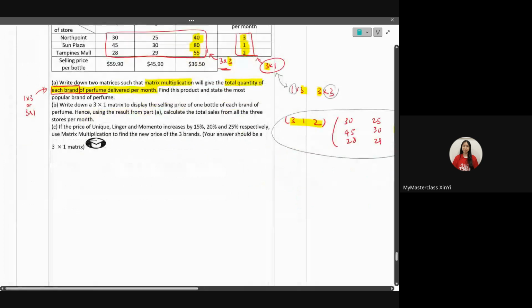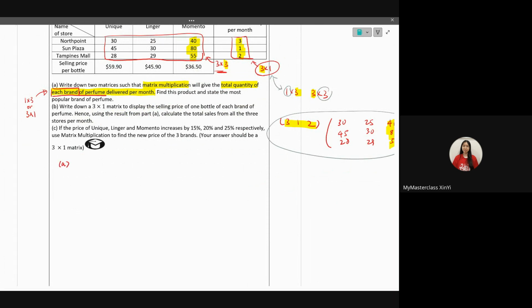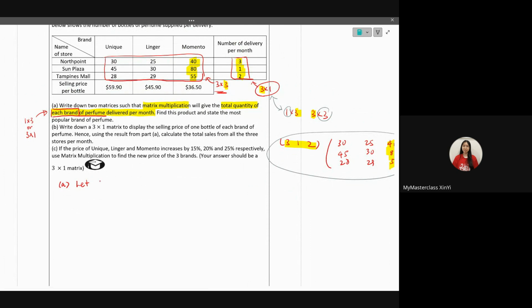Okay, so for part A, write down two matrices. So let's try to name them first. Let matrix A be equals to 3, 1, 2, the number of deliveries per month. And then matrix B be equals to 30, 45, 28, 25, 30, 29, 40, 80, 55.